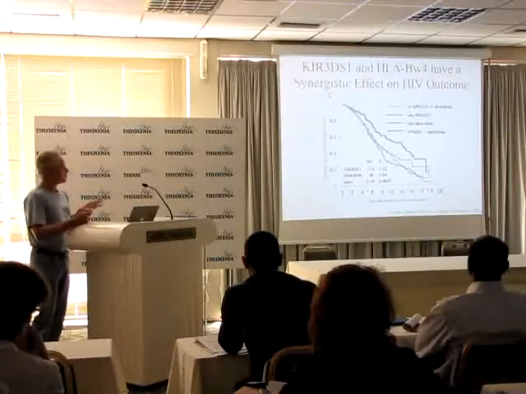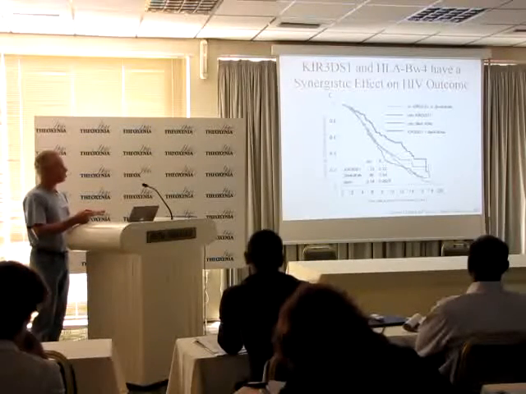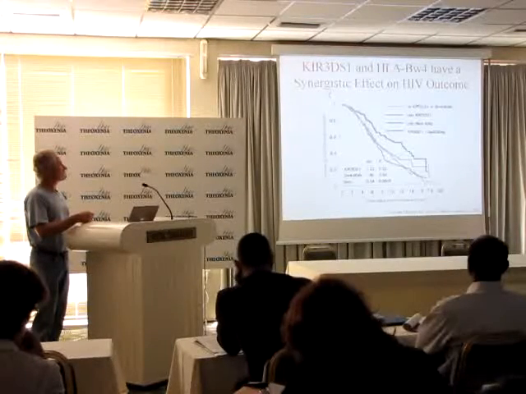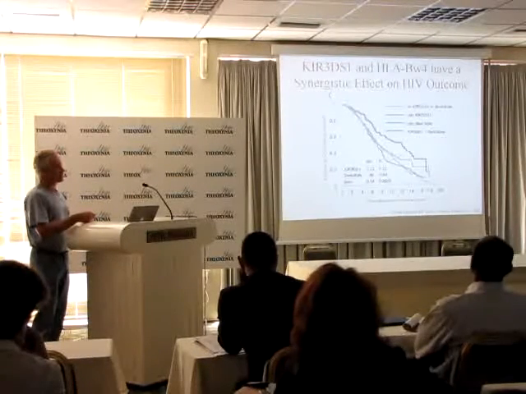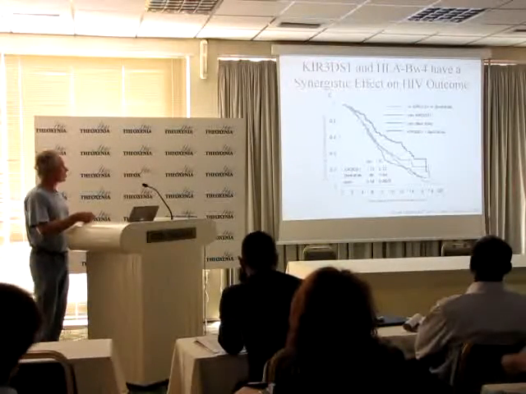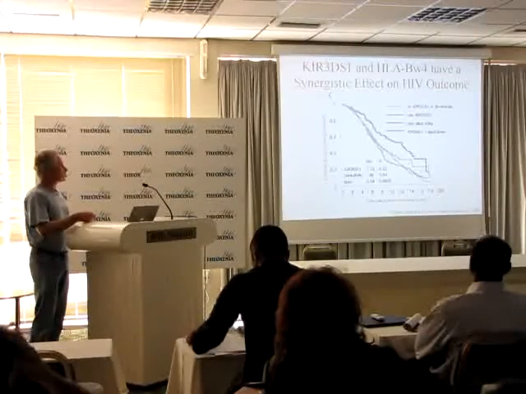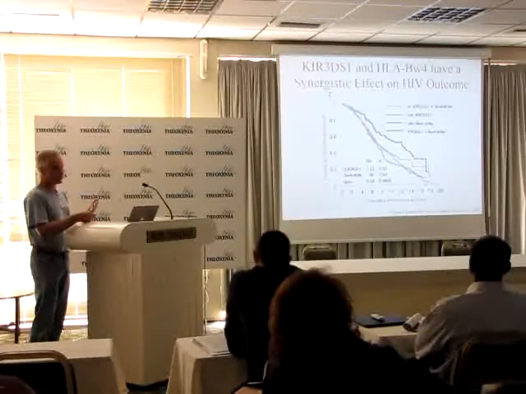It would be a shame not to mention that there have been reports of KIR association with other diseases. So this is looking at the effect of the presence of 3DS1 and Bw4, the two together having a synergistic effect on the outcome of HIV infection. So this is the proportion of patients who are AIDS-free at this time after HIV infection. So those patients who have 3DS1 and Bw4 seem to have a sort of protective effect.